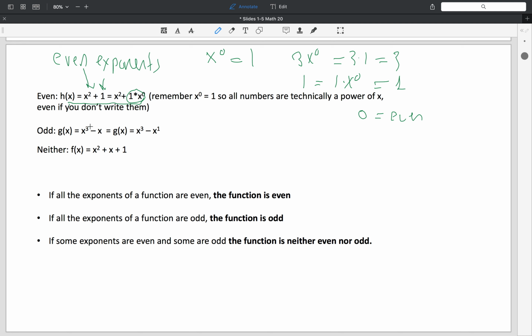Now let's look at this odd function. Again, x is equal to x to the 1, so here both exponents are odd. And the function's odd. And then here I have neither, and notice it's a mix of even and odd.